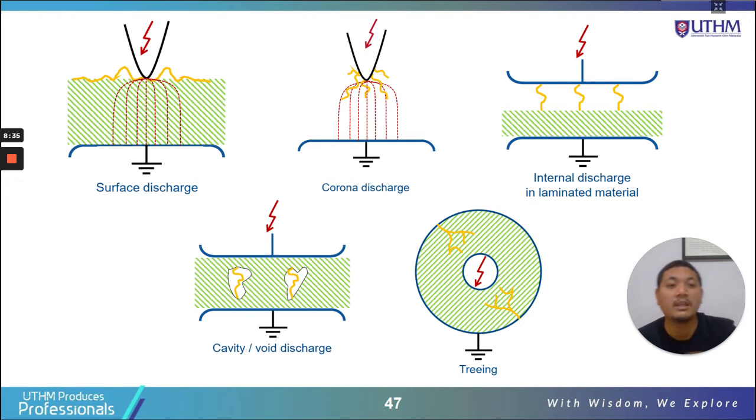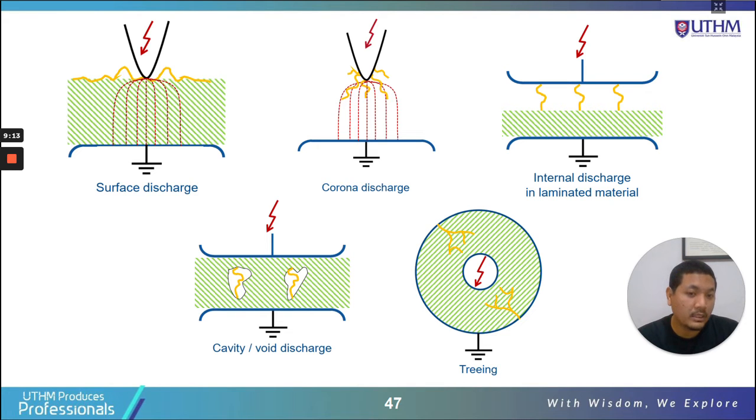Okay, laminated materials, laminated with different layers of solid insulation. And then this is a cavity or void. Void discharge: we have solid insulation, and inside the solid insulation we have air pockets or voids. So the discharge happens inside the void, right? Also, this is a typical problem with high voltage cable, right?